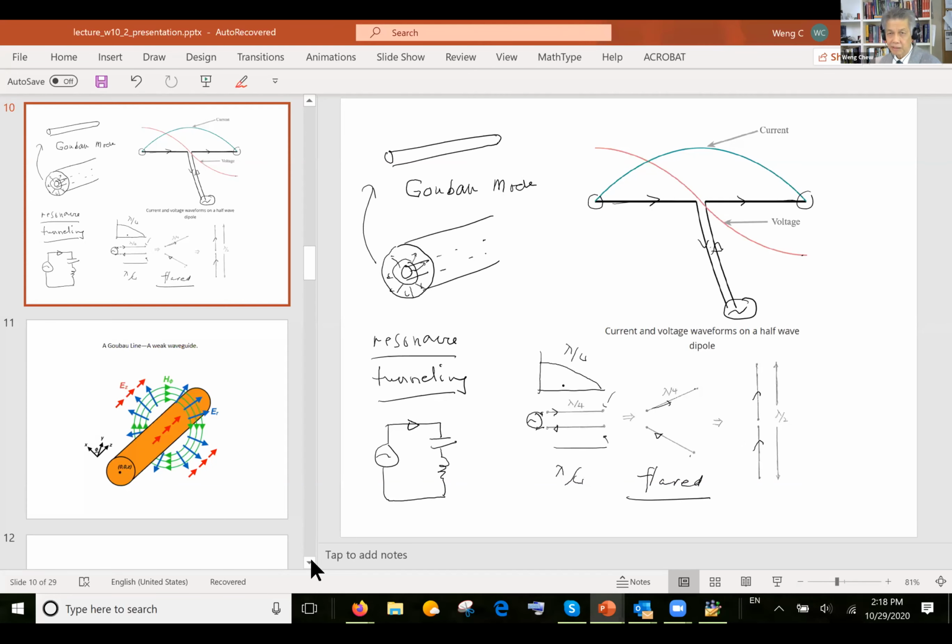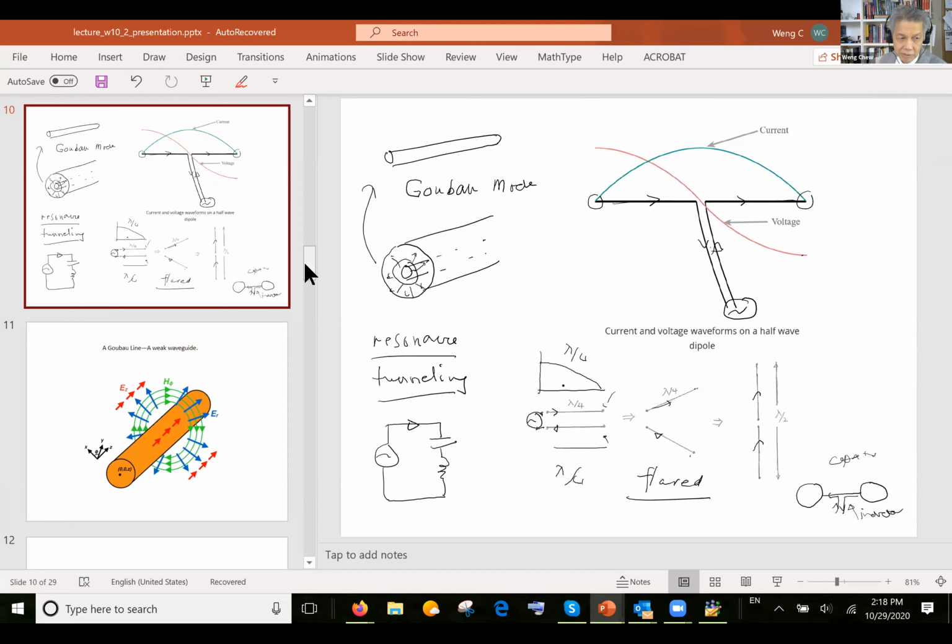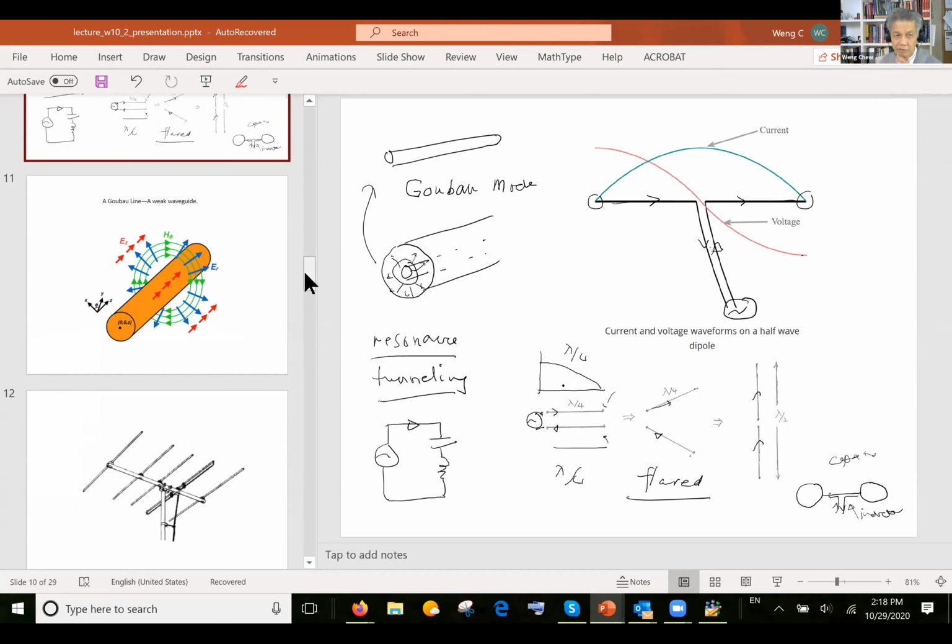I guess Hertz realized this many years ago, so he tried to make his antenna having 2 spheres. So when he drives the antenna, he drives it with the 2 spheres, and the 2 spheres act like capacitors. Okay, this is like a capacitor, and this is like an inductor. Okay, so his 2 spheres with the wire of the antenna form an LC tank circuit that causes the Hertzian dipole to resonate at a much lower frequency.